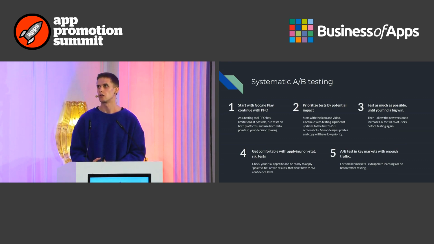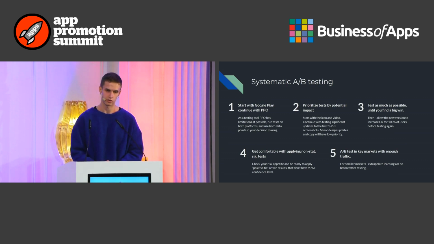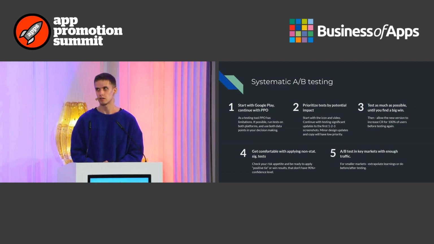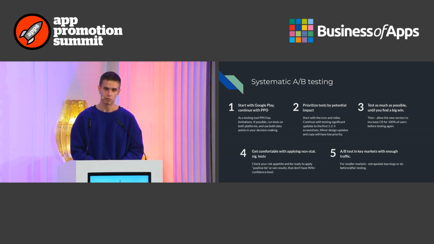Systematic A/B testing. Here we're not happy with just applying stuff on the App Store and doing before and after analysis. We are ready to start testing with Google Play, I guess less so with PPO, but also with PPO. You want to still prioritize tests by potential impact. From the highest impact, like icon, video or no video tests, really big changes to screenshots, stuff that is really noticeable, basically. The bigger the change, the smaller the sample size you need for running such tests. So build out that roadmap with that in mind.